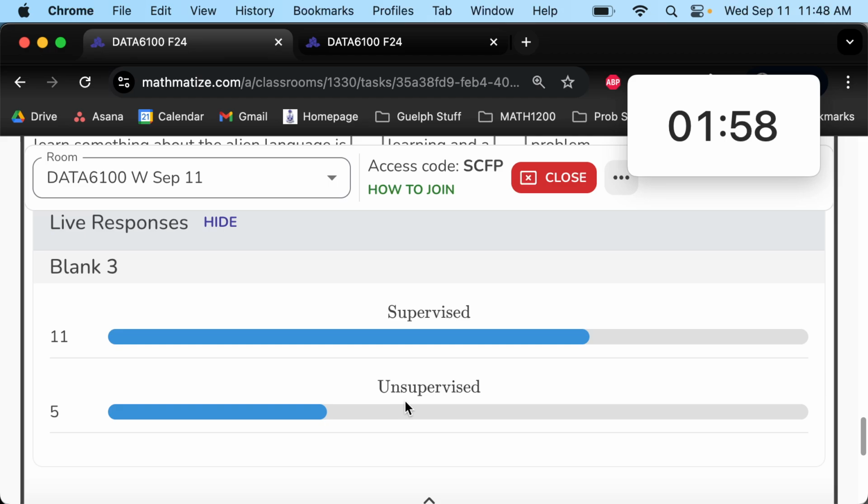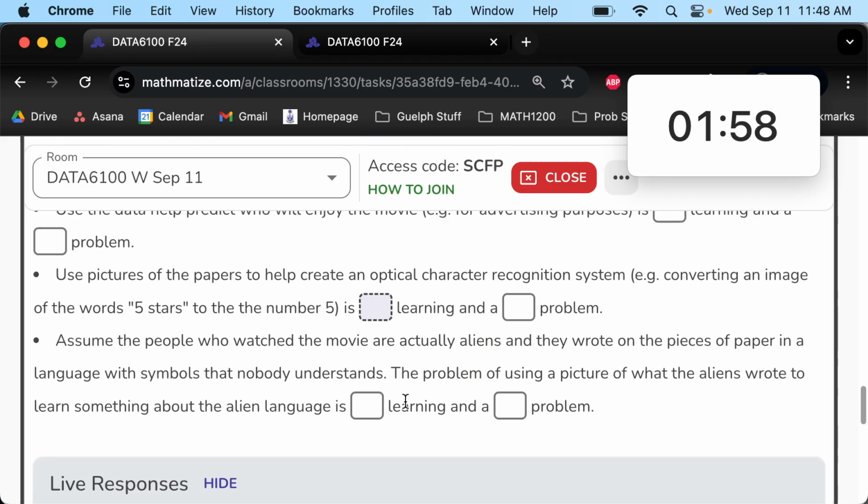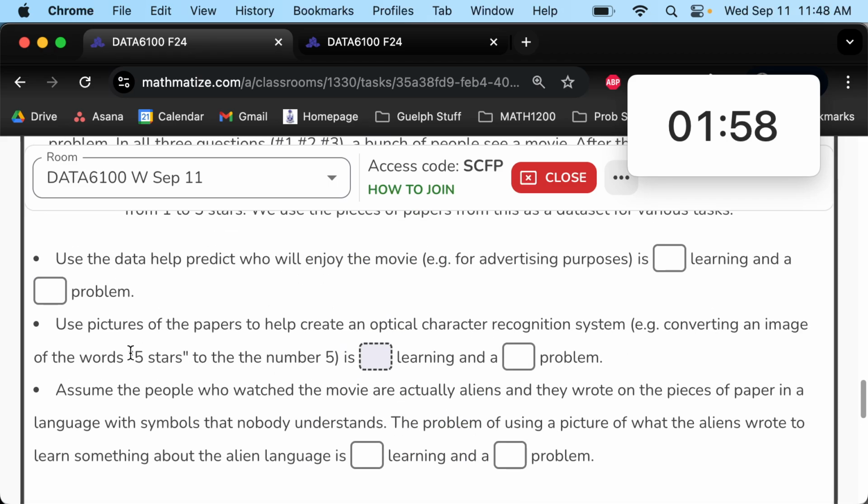Does someone want to say why they picked supervised or unsupervised, or why they picked what they picked? Anyone? Yeah. We thought it was supervised because it says we're converting an image of 5 stars to the number 5. That was an example. So that means we have the output is 5, and we have the input that's 5 stars. So based on that. Okay, that's very nice. I like that. So you said, I looked at the question here, and in the example, we had to make the output.